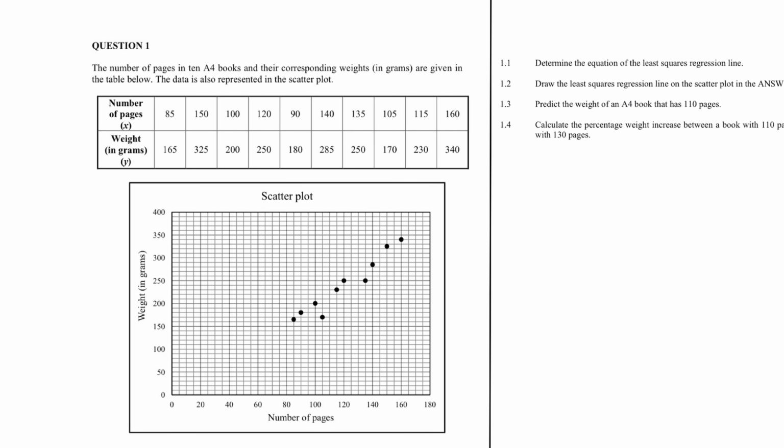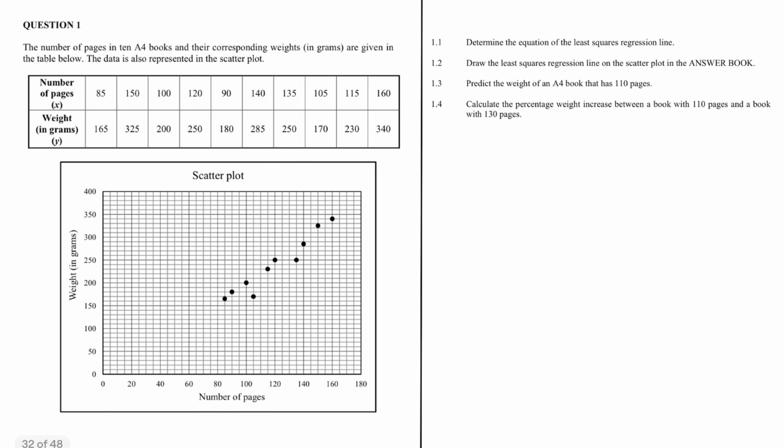So we are given the table, the number of pages is indicated as X, and the weights in grams is indicated as Y. On the scatter plot, we have the weights on the y-axis and the number of pages on the x-axis. 1.1. Determine the equation of the least squares regression line.